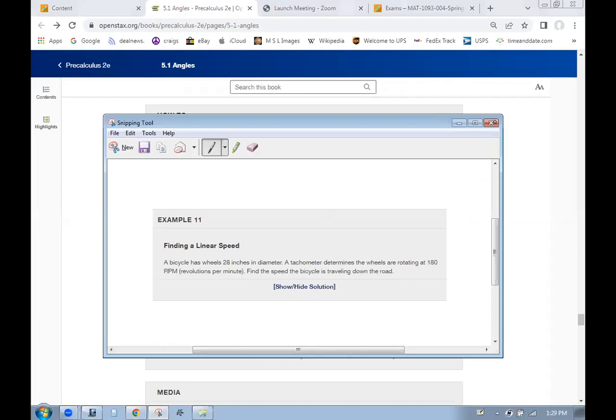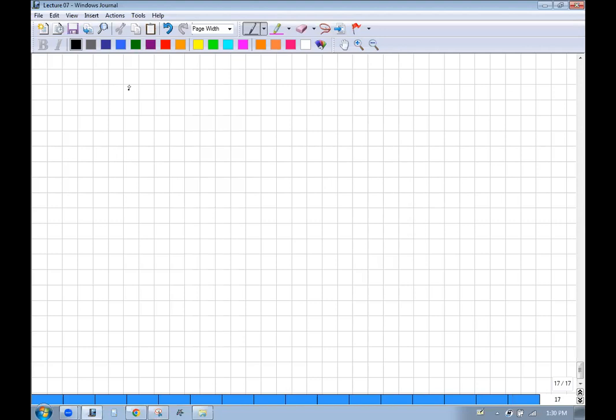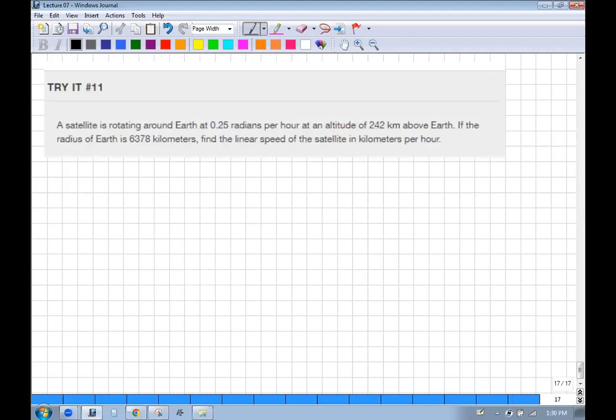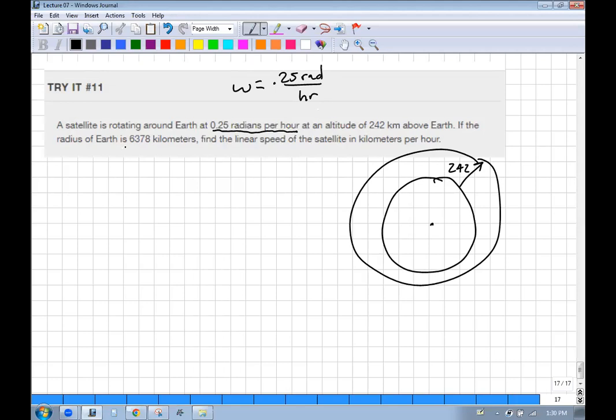Look at number 11. The satellite is rotating around the Earth at 0.25 radians per hour. Omega is 0.25 radians per hour, angle per time, at an altitude of 242 kilometers above the Earth. All right, so here's the Earth. This is 242 kilometers. Oh, the radius of the Earth is 6378. Okay, so that means this radius here is 242 plus 6378, and I guess I'll use my calculator so I don't screw up my addition here.